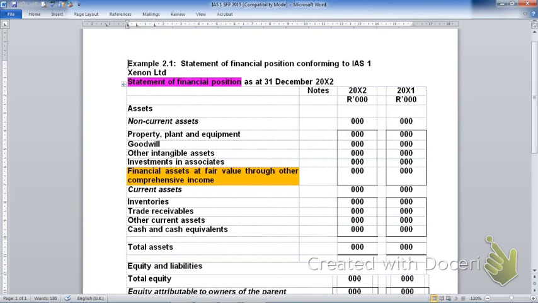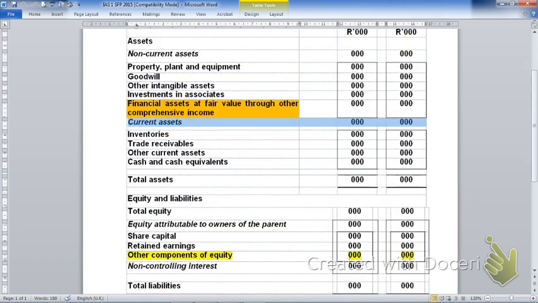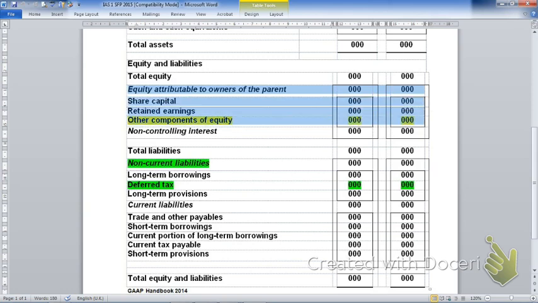There you are, statement of financial position. Firstly, we mention the assets, then under that the non-current assets, the current assets, etc. Then we have our equity and liabilities. There's your total equity and the different components under equity and liabilities. Please know and refer to this statement where possible.